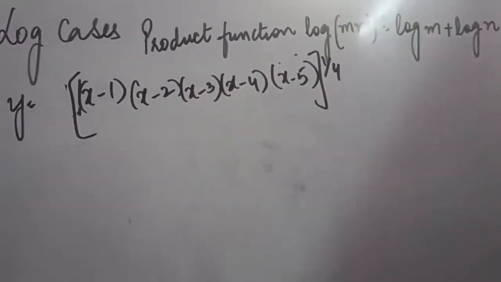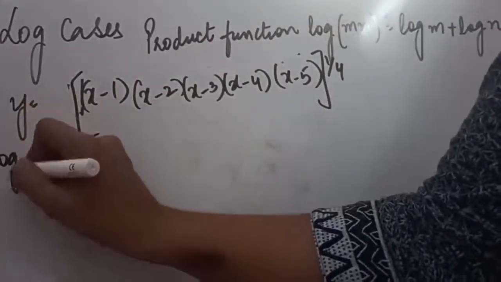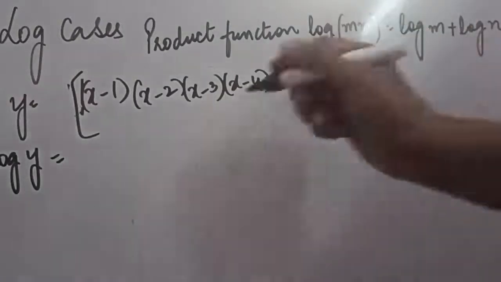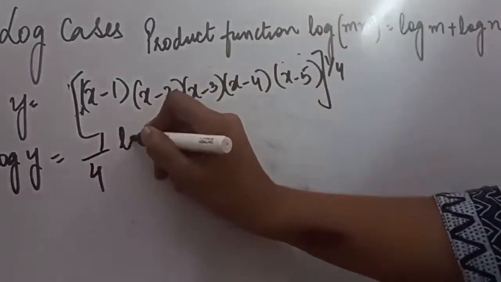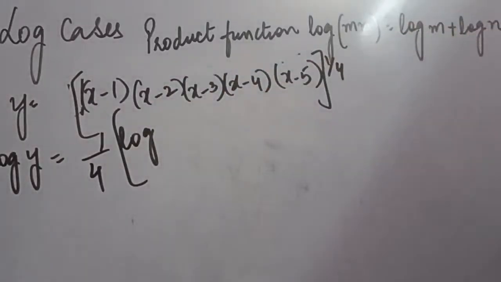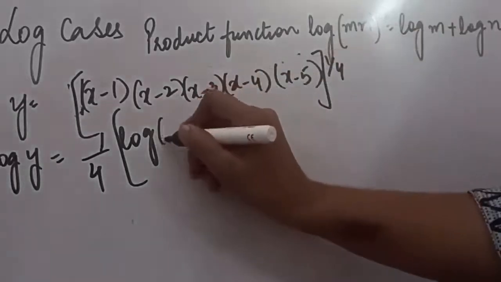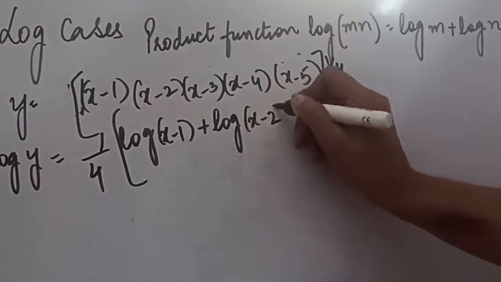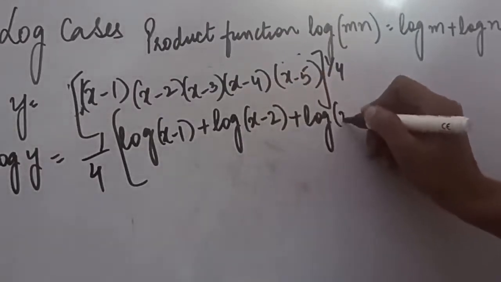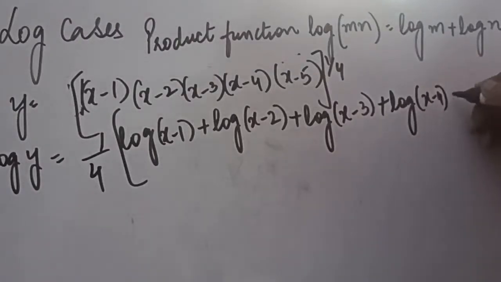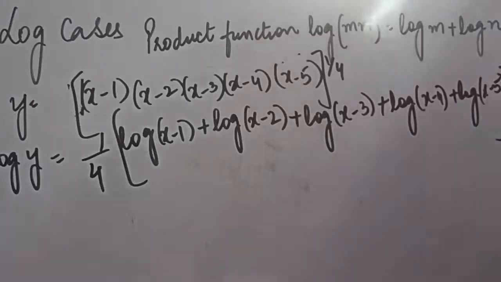So when you take log on both the sides, it will be log y is equal to, this power will come in the front according to the mn rule, so 1 upon 4 log. Now these all have been multiplied, so we can apply the mn principle here. So log (x minus 1) plus log (x minus 2) plus log (x minus 3) plus log (x minus 4) and finally log (x minus 5). So we can expand it in this format.